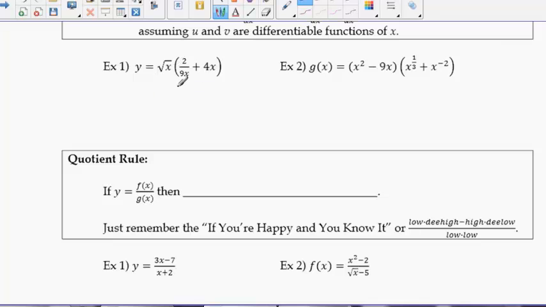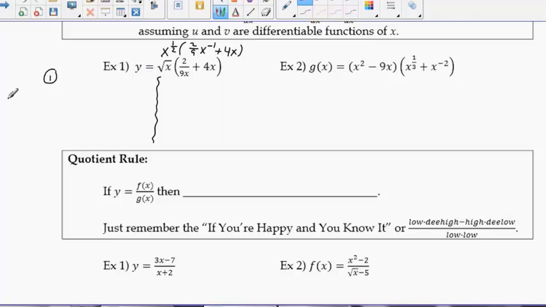So, practice with the product rule. Now, this one we can do using the product rule or using another method where we distribute and then use the power rule. So, I'm going to talk about both. So option 1 right here is if I use the product rule, I'm first going to think about these as x to the 1/2 and 2/9 x to the negative 1 plus 4x. Again, I want a coefficient and an exponent whenever possible.